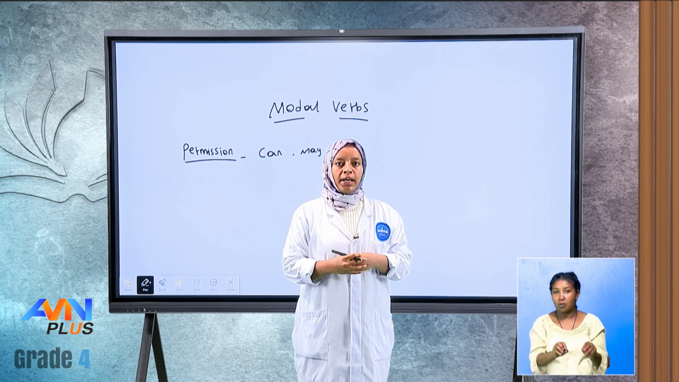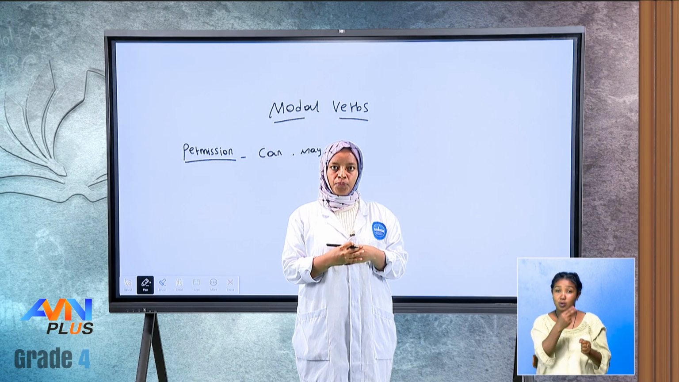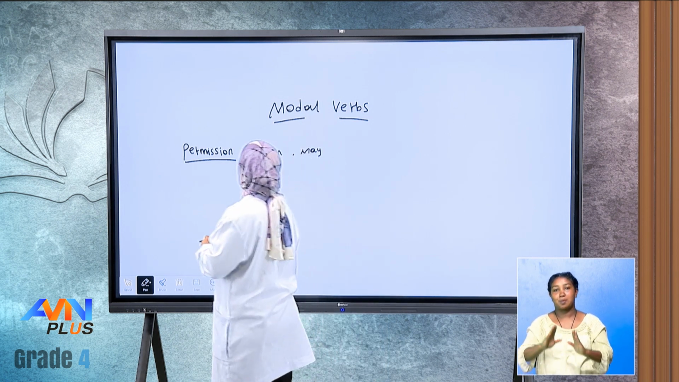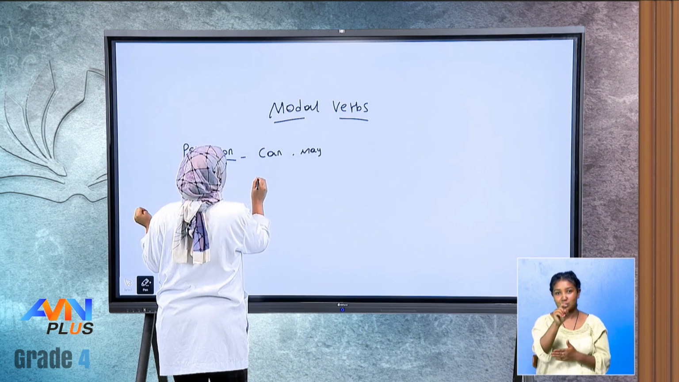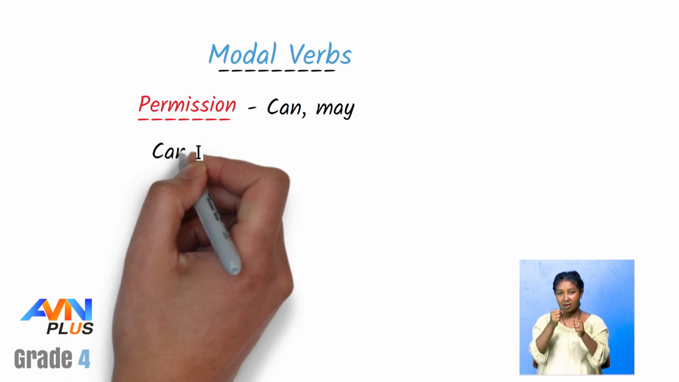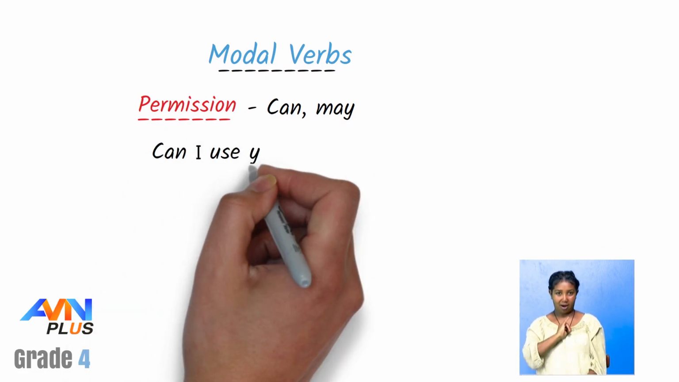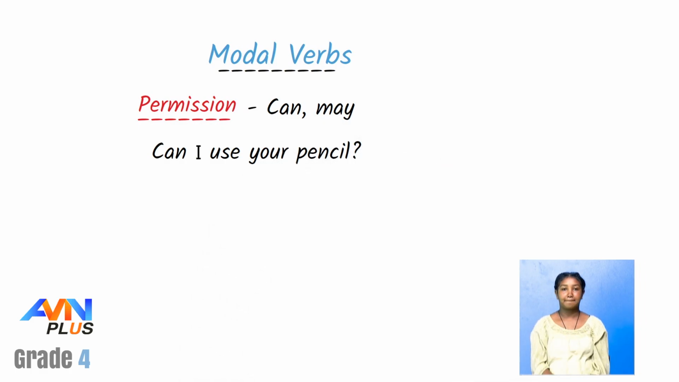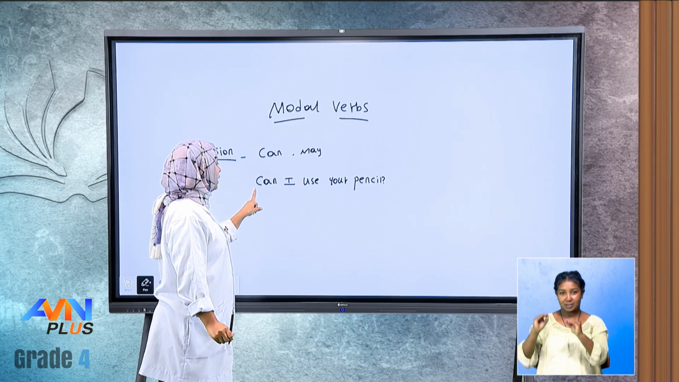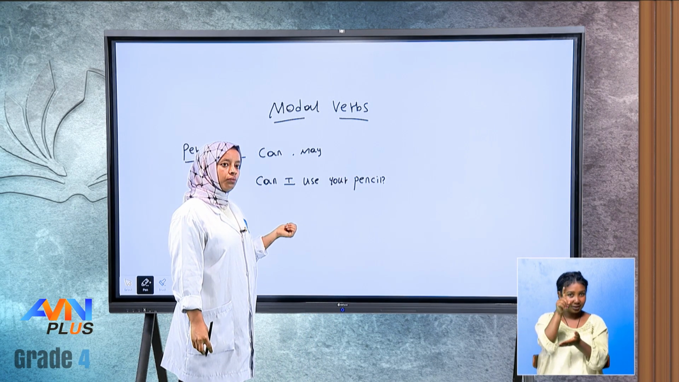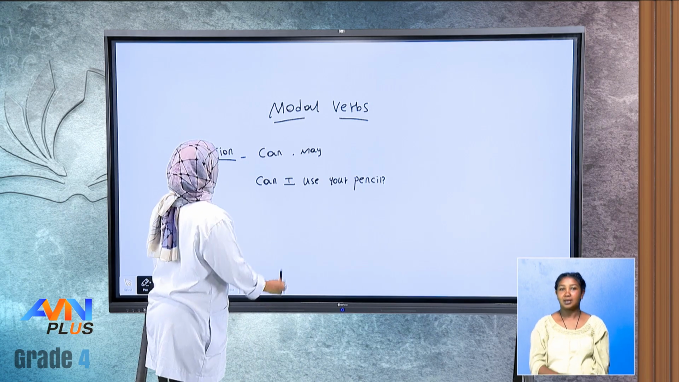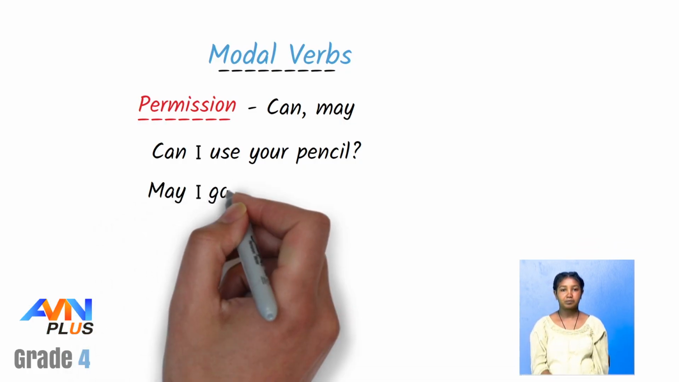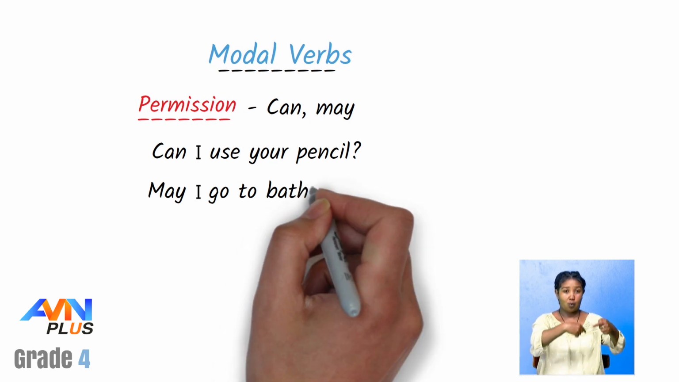For example, can I use your pencil? May I go to the bathroom? Like this is asking permission. Let me ask one permission of my friend. Can I use your pencil? Here we can also use may: may I go to the bathroom?